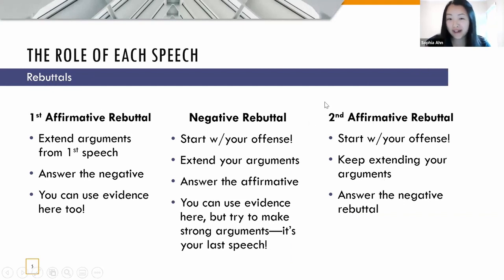Then we get to the rebuttals. This looks like a lot, but I'll break it down. For the first affirmative rebuttal, remember you always want to extend what you said in your first speech. Keep extending and explaining your arguments, so you can explain better why you win. You also always want to answer what the neg says. Since this is the first affirmative rebuttal, you want to answer what the negative said in their negative constructive. And don't forget, in that speech you can still use evidence, because in your second affirmative rebuttal you're going to try not to use evidence.